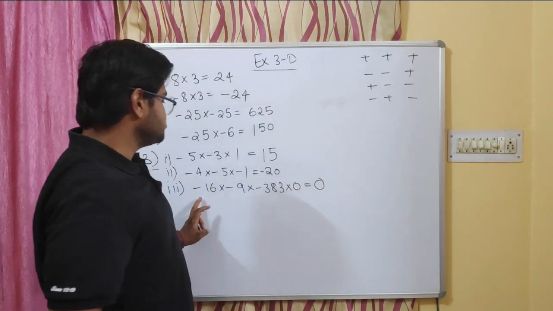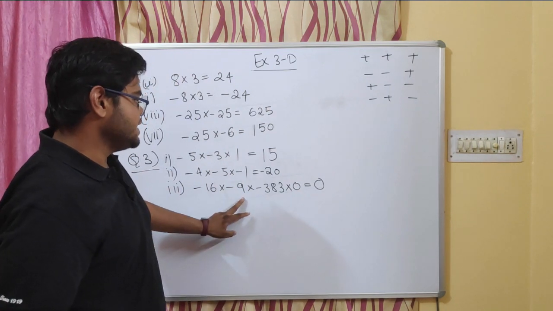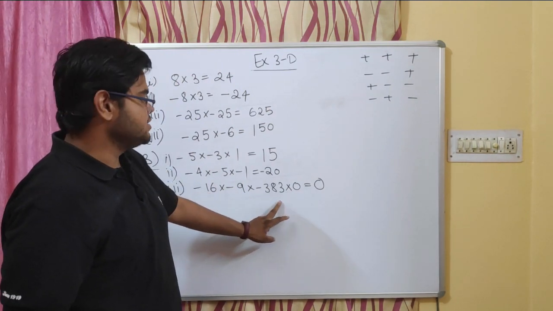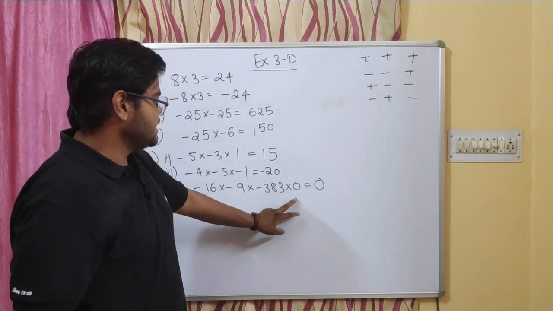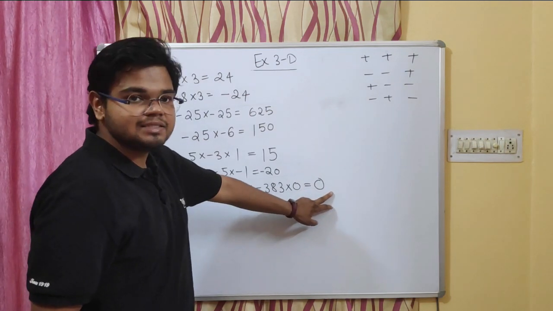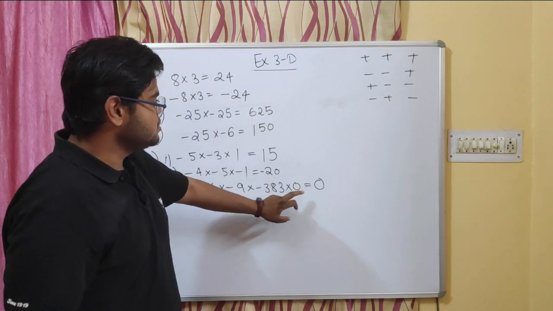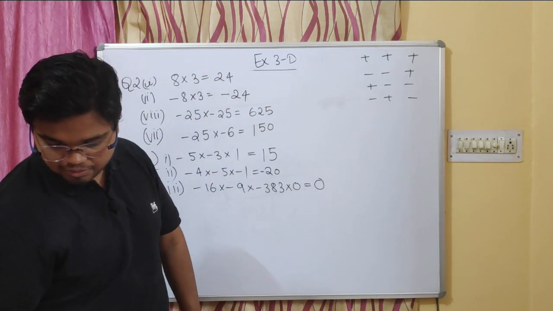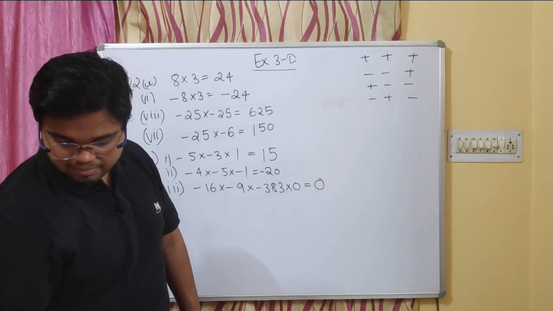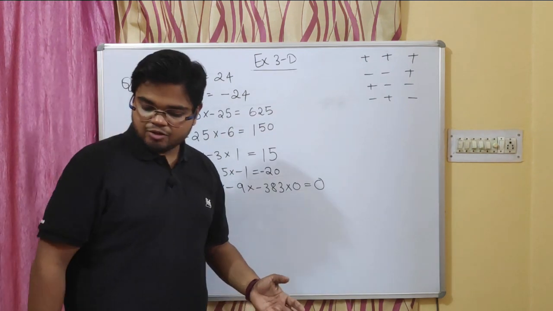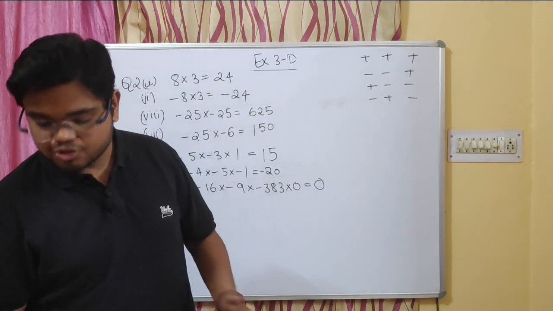So please don't waste your time multiplying 16 into 9, then 9 into 383, then multiplying 383 into 0. You just see at the end you have a 0, so put the answer as 0, because any integer, any number multiplied with 0 will always give us 0. Similarly goes for part number 6. Minus 8 into 27 into minus 9 into 0, it will also be equal to 0.